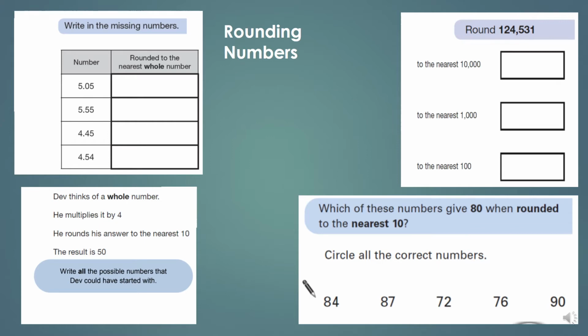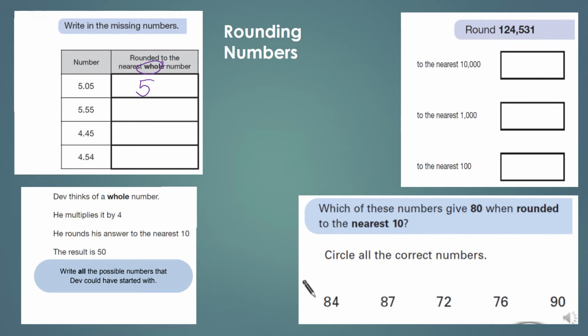Round to the nearest whole number. As we know with rounding, we always look at our first digit and the digit next to it. So on here we have 5.05. So 5 and the 0 are the important numbers. As we know when rounding, if it's less than 5, we round down or stay the same, and if it's 5 or more, we round up. So this is 0, so that's going to stay at 5 wholes.